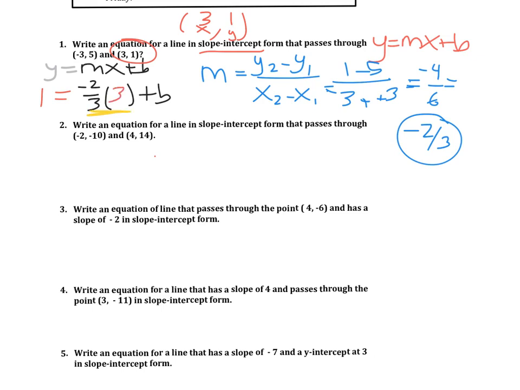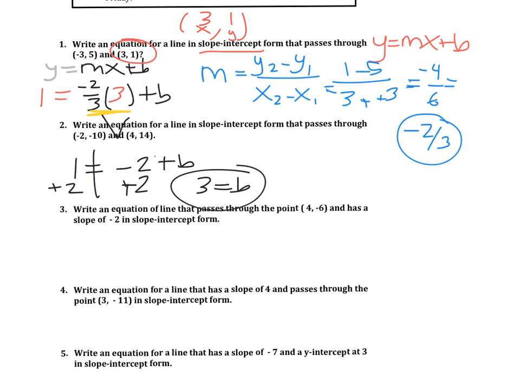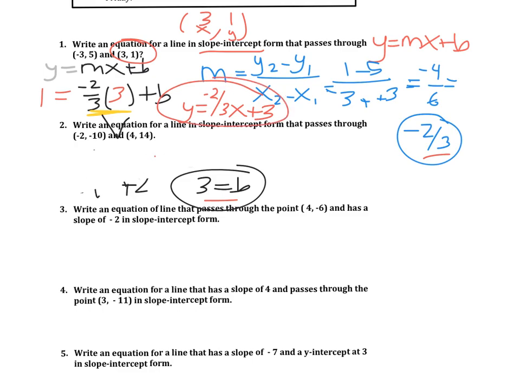I'm going to multiply -2/3 times 3. That gives me -2. To solve for b, since it's negative, I add 2. I do the opposite. My b is 3. So I'm going to use my 2 answers and make my equation. y = -2/3 x + 3. So that is your answer for question 1.